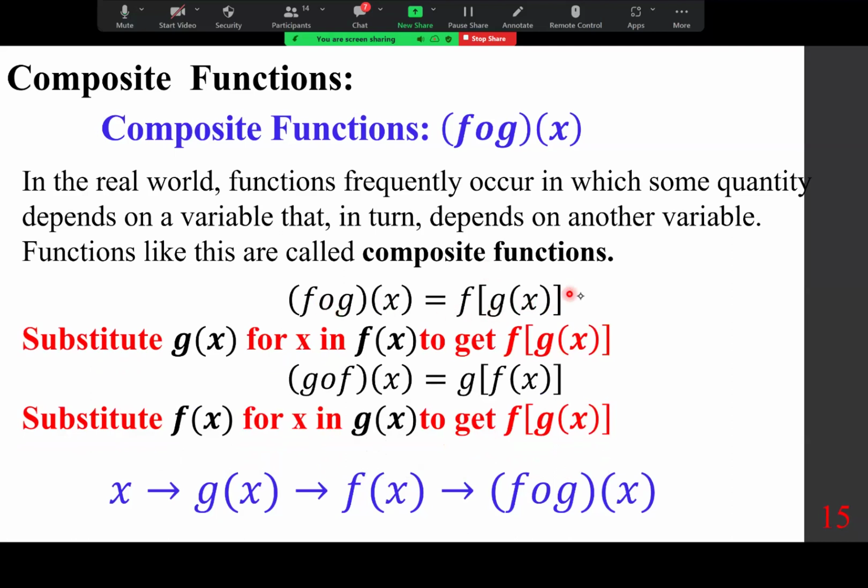f of g of x is f of g of x. We've seen this stuff before, of course, in previous courses. Substitute g of x for x in f of x to get f of g of x. g of f of x equals g of f of x. Substitute f of x for x in g of x to get g of f of x. So in short, x belongs to g of x. g of x belongs to f of x. In other words, x is the domain for g of x. g of x becomes the domain for f of x, and we get f of g of x.